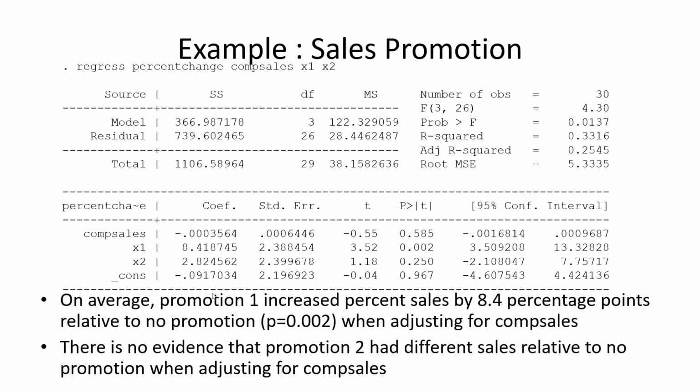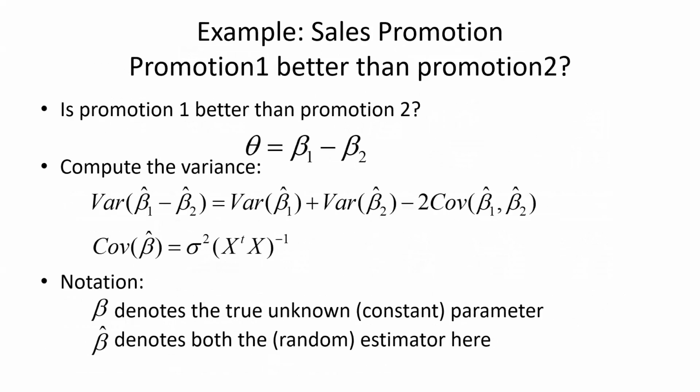What we don't really know is, is promotion 1 different from promotion 2? We might have an opinion, but the default, no promotion at all, corresponds to a coefficient 0, right? So we know that the coefficient 0 and 2.8 are not significantly different from one another. We know that 8.4 and 0 is significant. We don't know whether 8.4 and 2.8 are significantly different from one another. So we can formulate this by introducing a new statistic, the difference of the two betas. Theta equals beta 1 minus beta 2.